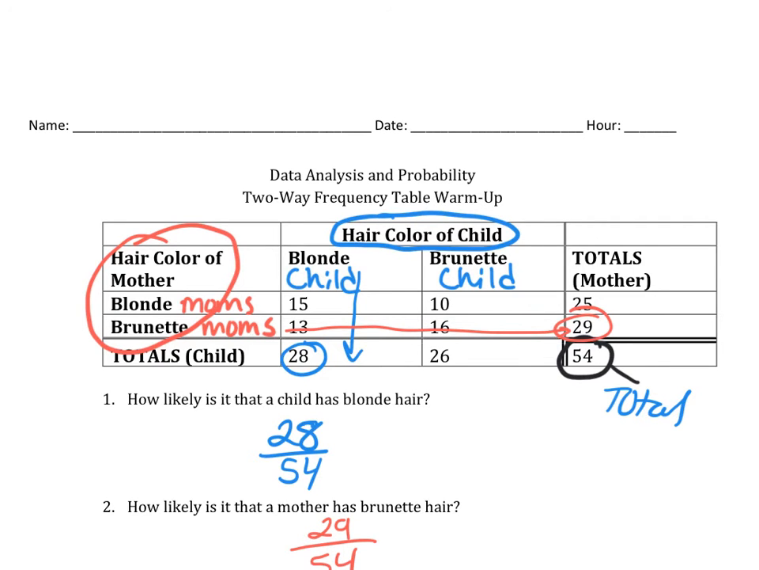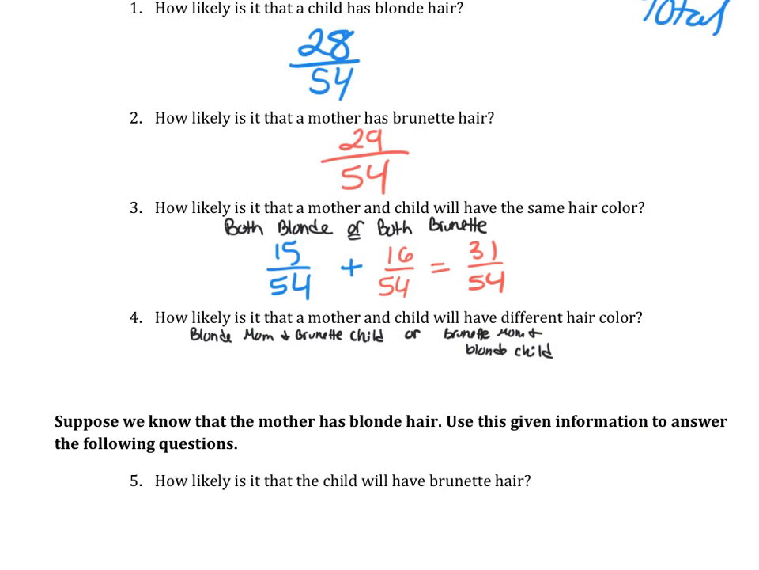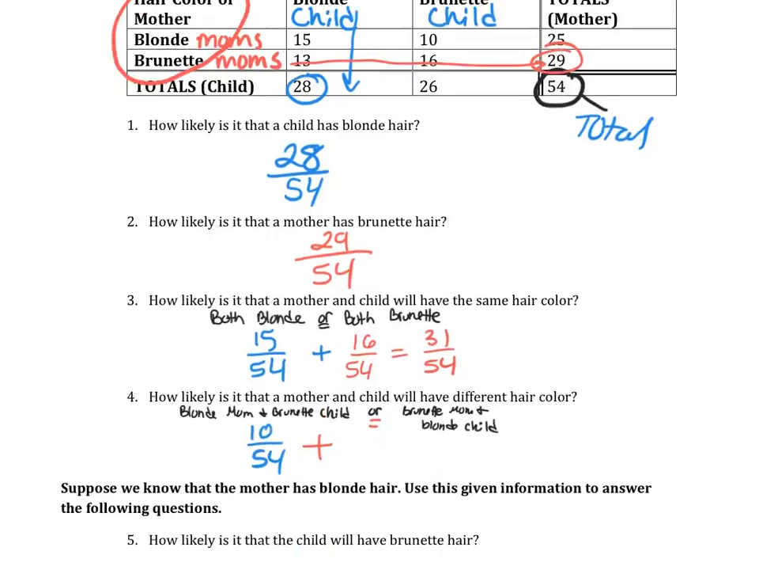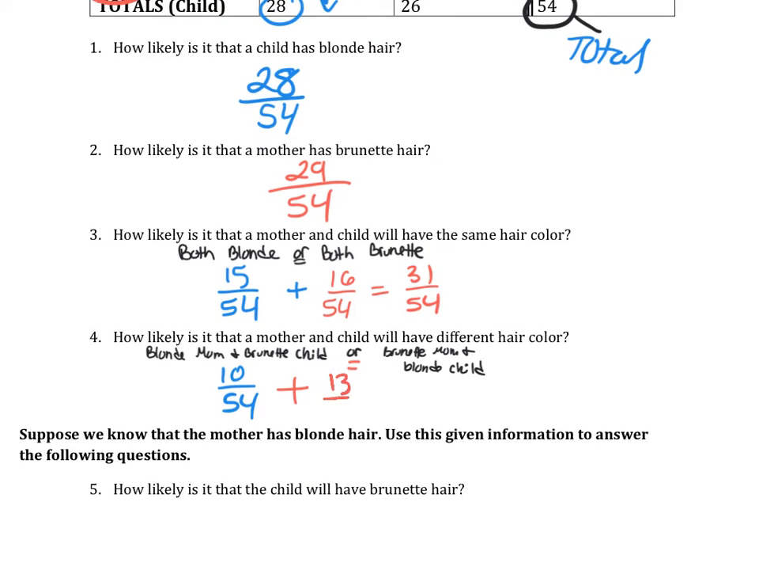So blonde mom, brunette child, there's 10. So it'd be 10 over 54 because we still don't know anything for sure. And then or. And then a brunette mom or a blonde child. So brunette mom, blonde child is 13. So plus 13 over 54. Which should give us 23 over 54. Okay. Good on those two.